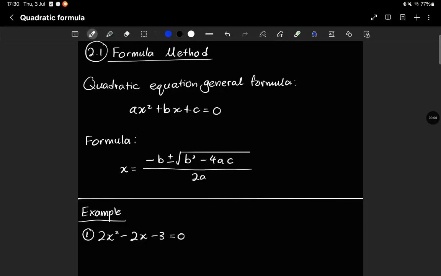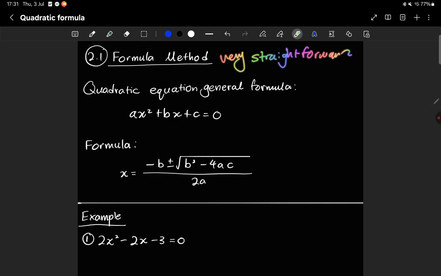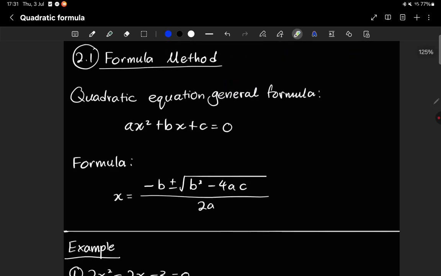Hello guys, welcome to my new video, where we're going to be talking about the second method to find the roots of a quadratic equation. This is called the formula method, and it is a very straightforward method of finding the roots of an equation.